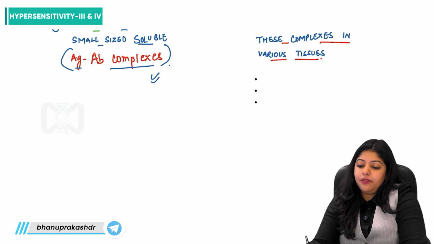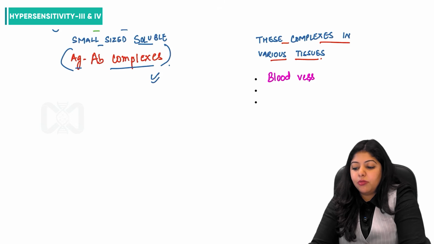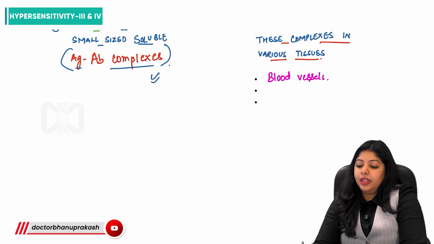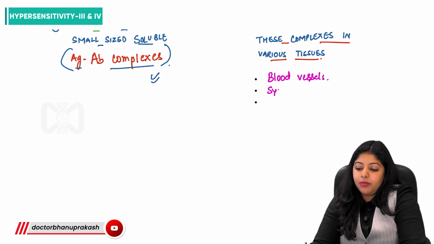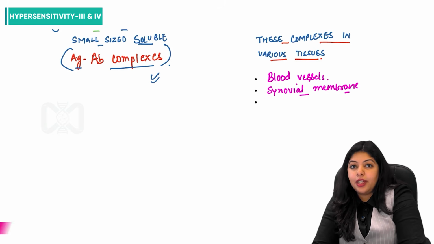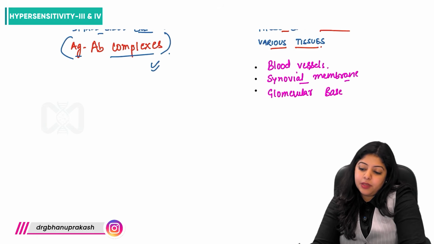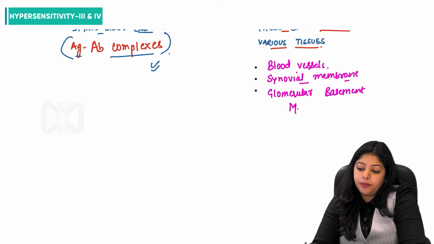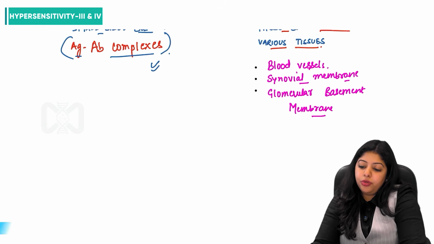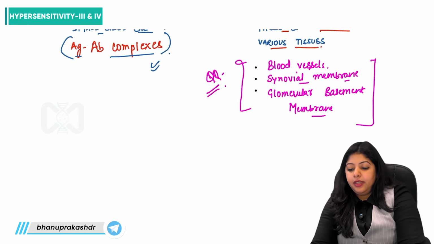Most commonly, these can be blood vessels, because of which they will be responsible for vasculitis, right? Then they can get deposited in the synovial membrane, which would be responsible for arthritis, different types of arthritis, right? And they can also get deposited in the glomerular basement membrane. So these are the most common sites of deposition of immune complexes, right?